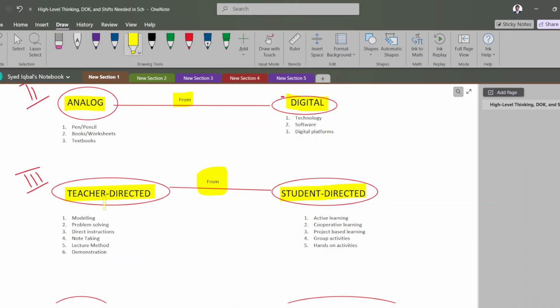That means teacher directed to student directed. If it goes the student directed way, then it will be active learning. They will be learning. It can be cooperative learning, or project based learning, or you can give a group activity, or a hands on activity, all the things. Your class should be student directed or student centered, not teacher centered.